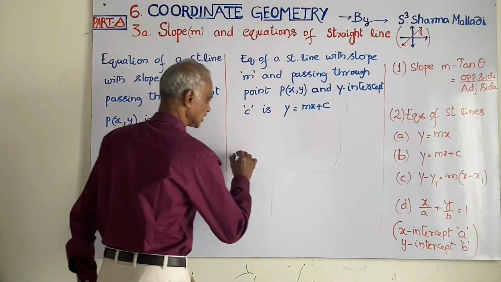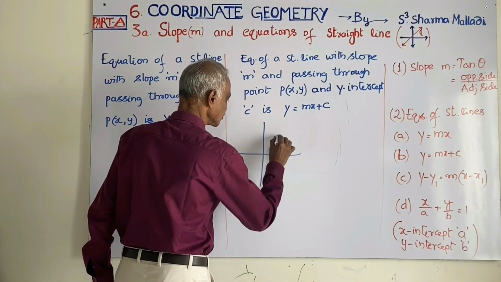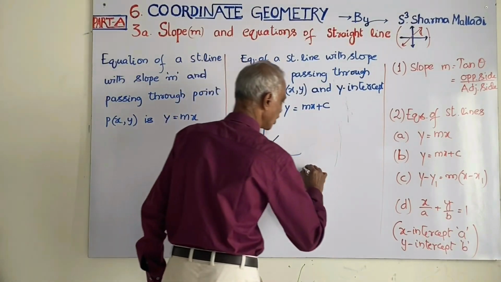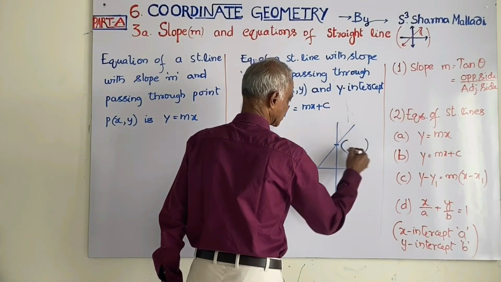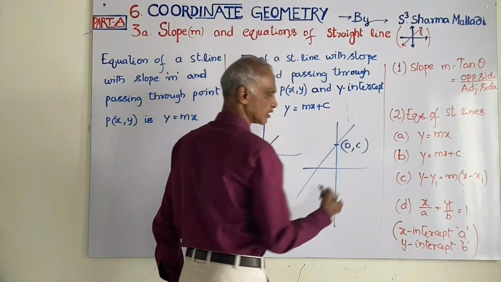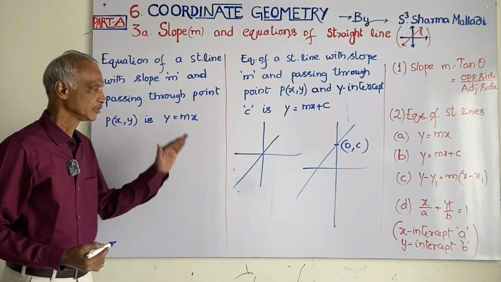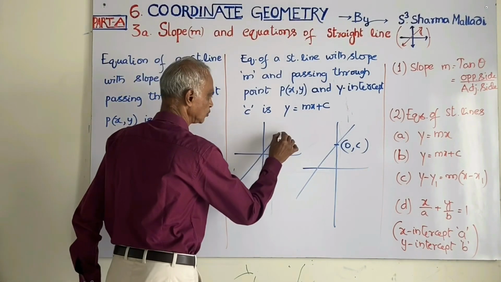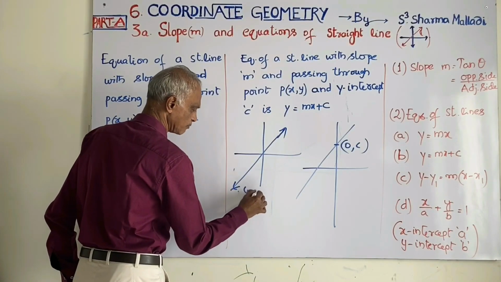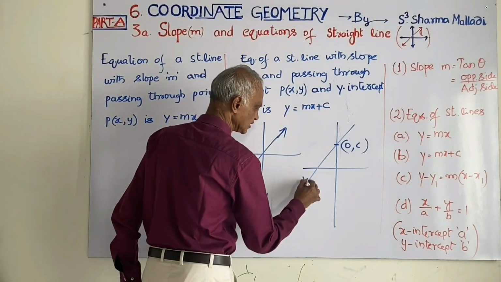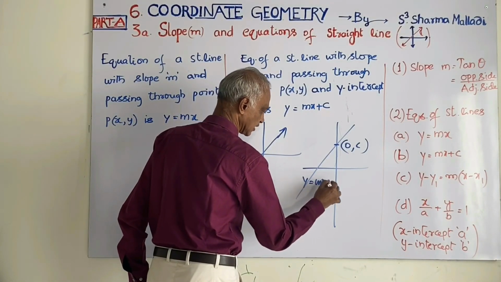The equations of straight line which is passing through origin and which is not passing through origin, which is passing through y-intercept, that is 0 c or 0 a, anything. You will have only two forms of equations of straight line. One is y is equal to mx and the other is y is equal to mx plus c.